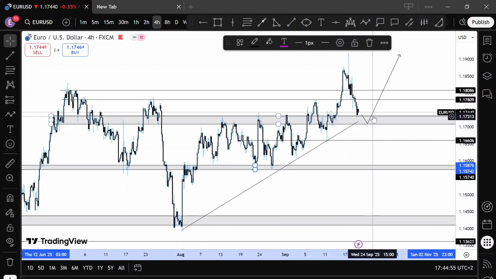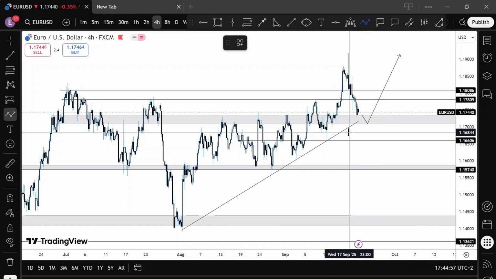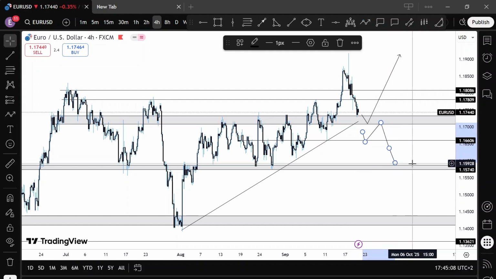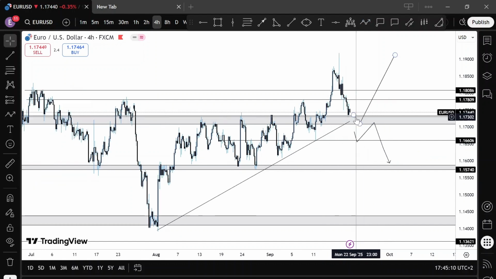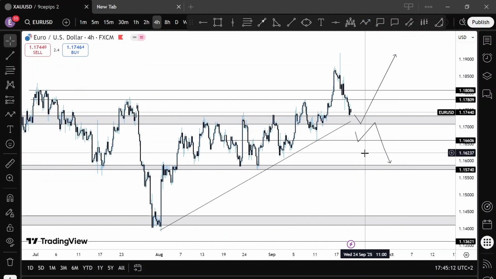If we need to start selling, I would like to see price selling below 1.1715. So maybe a break of price into this region here, a pullback into these regions, and then maybe we could start looking for sell opportunities. But I'm still very much bullish here on euro USD.